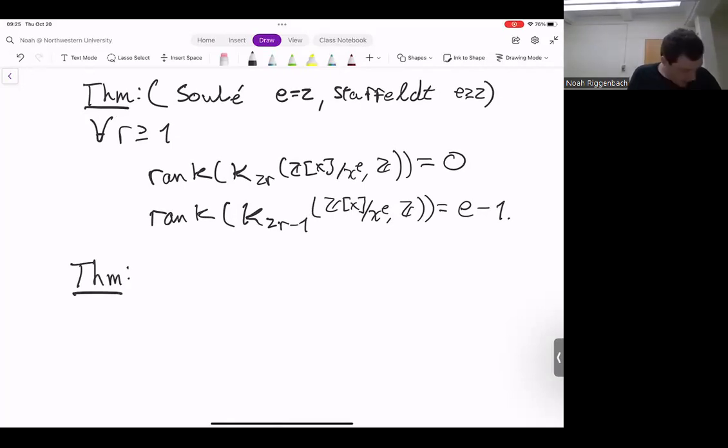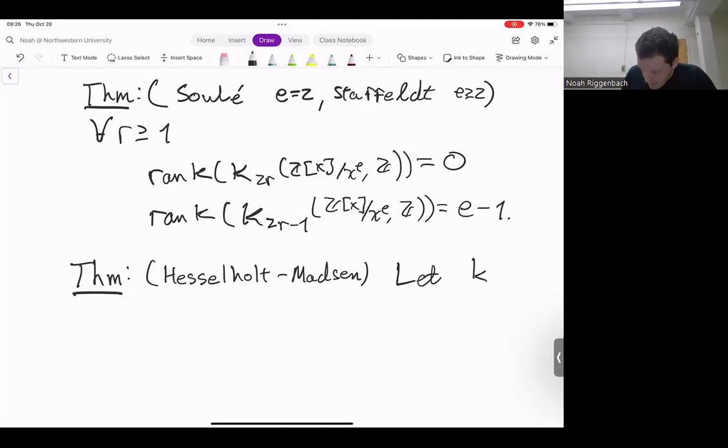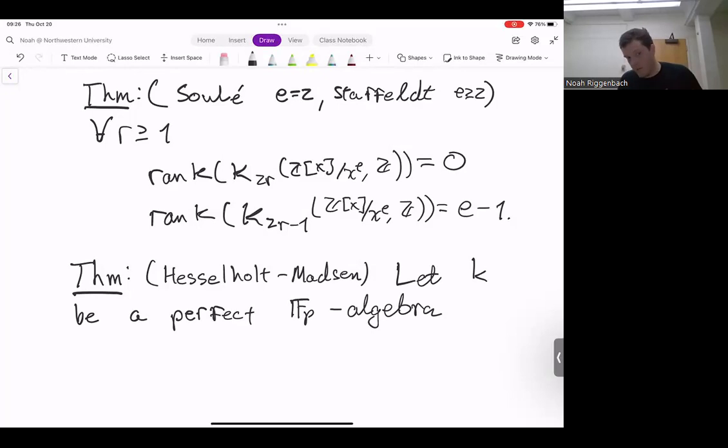Okay. And then a full computation was done by Hesselholt and Madsen. And this definitely used the TC approach. It was a different definition of TC, but it was an equivalent sort of construction. And so what is this? So let little k be a perfect F_p-algebra. And by perfect, I just mean that the Frobenius map, the x goes to x to the p map, is an isomorphism.